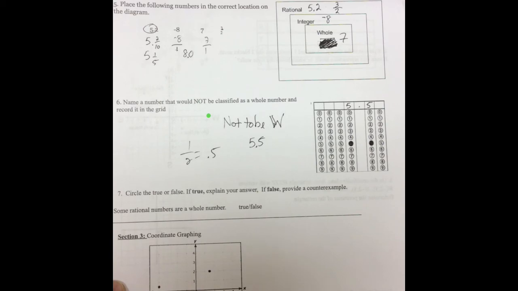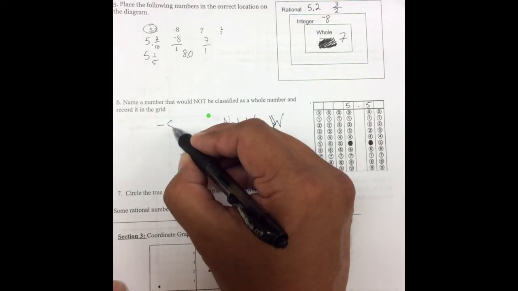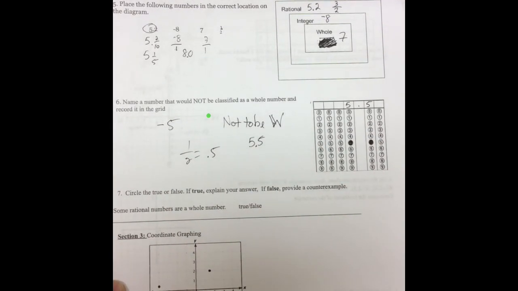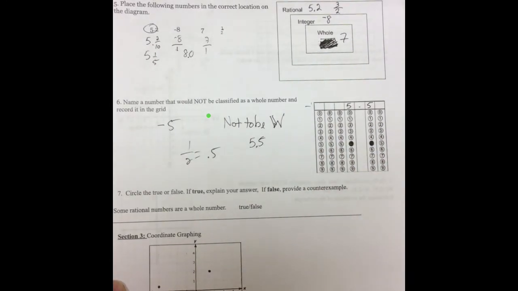Technically, you could have given me a negative number. -5 is not a whole number. So you could have put a negative out here off to the side. That would also work. Number 7, circle the true or false. If true, explain your answer. If false, provide a counterexample.